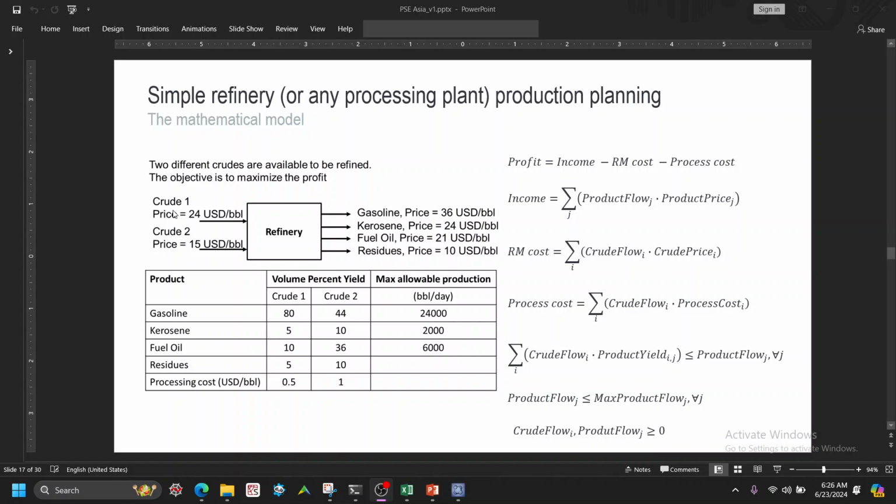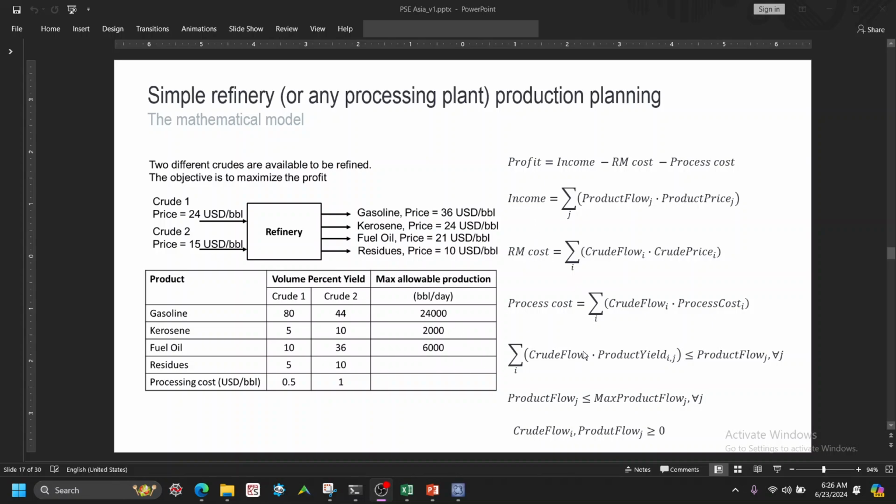So we sum all of these, the amount of crude that we use multiplied by its crude price, and then the processing cost as well, the amount of crude or materials multiplied by the processing cost. The question is then how much of each of these crudes we need. Either this number or that number, or we use one of them or both of them.